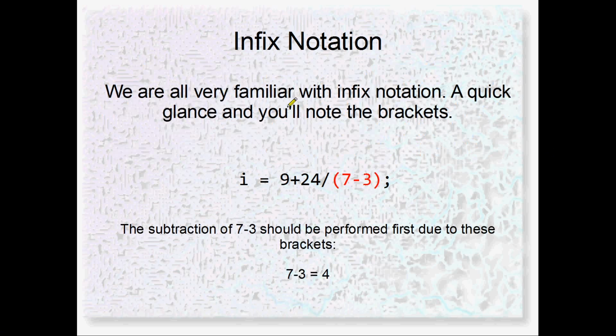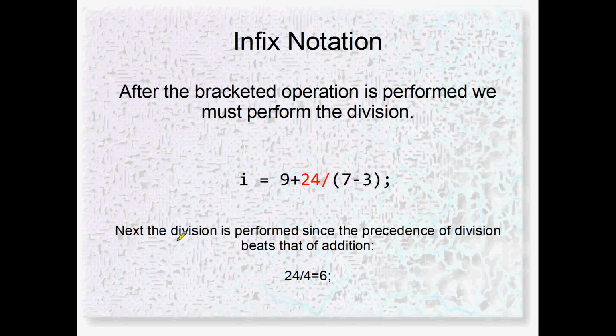So what are we going to do? Well, we're all really familiar with infix notation, and with a quick glance we can see that there's brackets. So we have to evaluate the brackets first. The 7 minus 3 should be performed first. So we go 7 minus 3 equals 4. Then we do the division, since division has a higher precedence than the addition. So we do the division next.